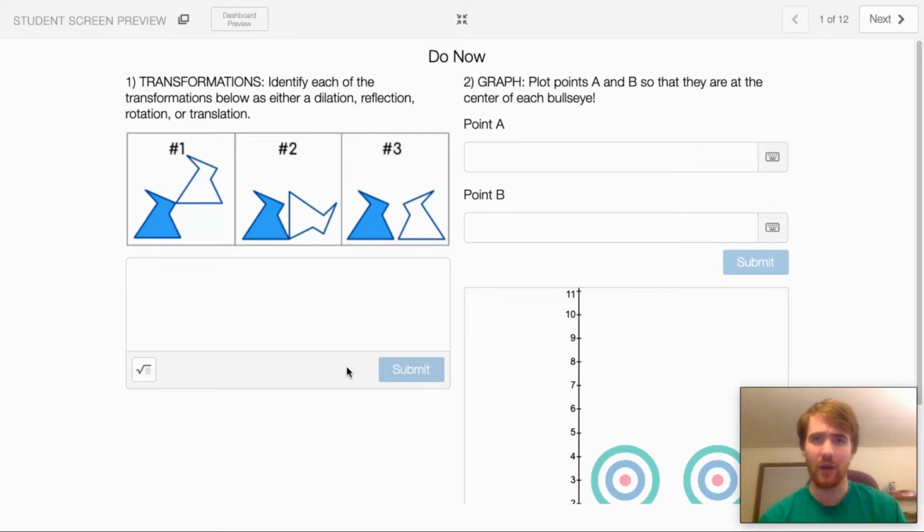So here's the do now. If you're making up for class, you should do the do now, but it's not really related to reflections. So we're going to go right on to the second slide.